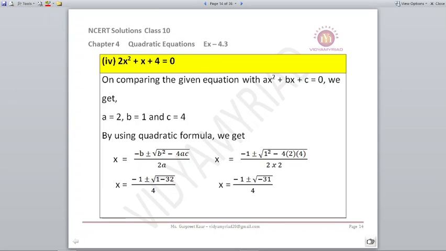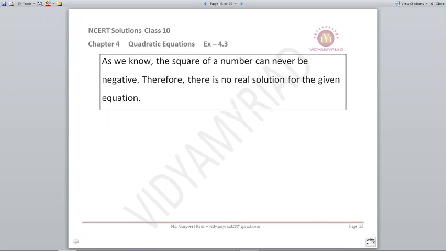2x square plus x plus 4 equal to 0. A is 2, b is 1, c is 4. Put it into the formula minus b plus minus square root of b square minus 4ac upon 2a. It becomes minus 1 plus minus square root of 1 minus 32 upon 4, which is minus 1 plus minus root 31 upon 4. Now this is coming in a negative, so we don't have a real solution for this equation.